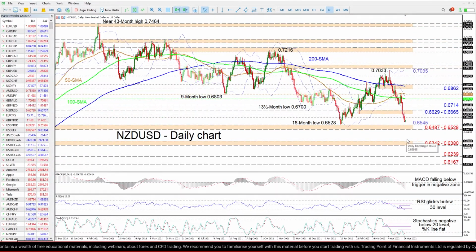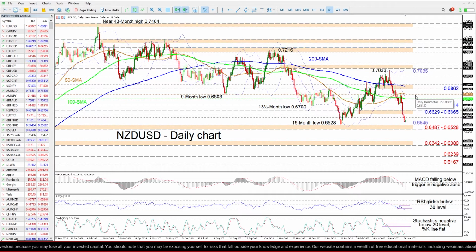Now, otherwise, if buyers retake control and drive the price over the 0.66 handle, nearby resistance could transpire from the 0.6629 to 0.6665 zone, which was previously support and now a resistance zone. If buying interest strengthens further, the 0.6714 inside swing low may try to delay buyers from taking a crack at the resistance section between the 100-day and 50-day SMAs at 0.6767 and 0.6812 respectively.